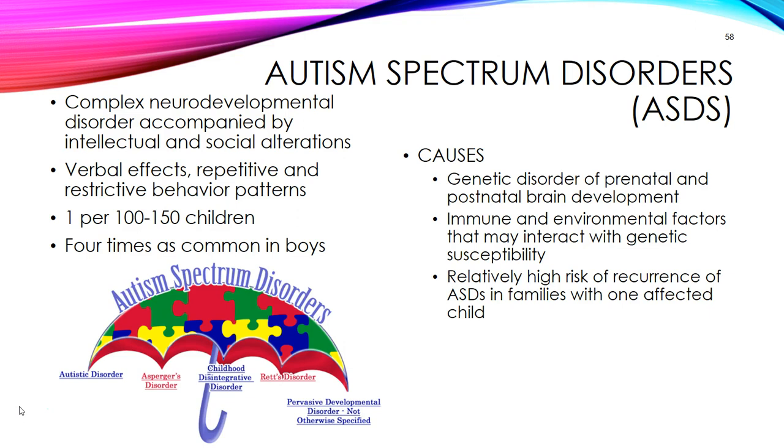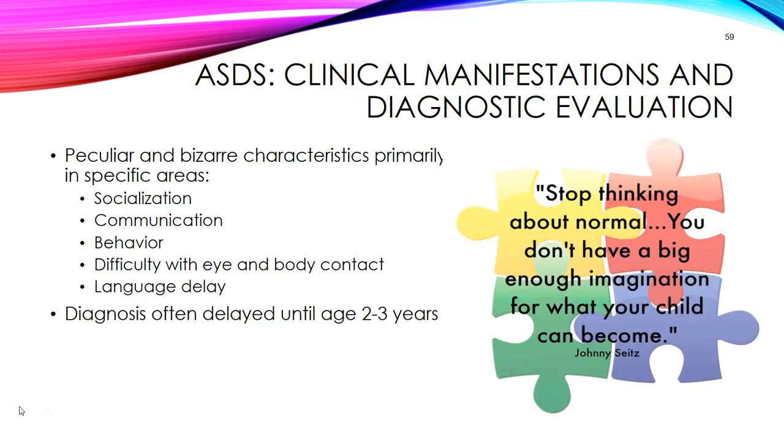So the symptoms of autism are all related to socialization, communication, behavior, language. They all kind of fall under those. They often also have difficulty with eye contact and body contact, and that kind of goes in that socialization. You'll find where they're staring off at something else. They can't look you in the eye. They do not like to be touched.